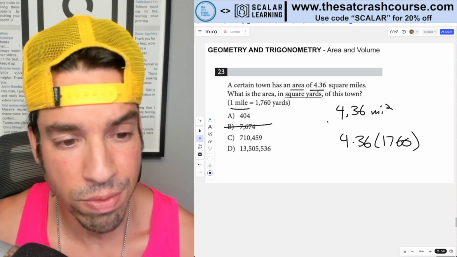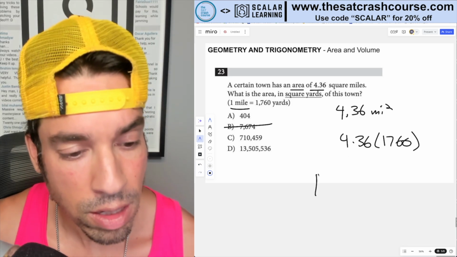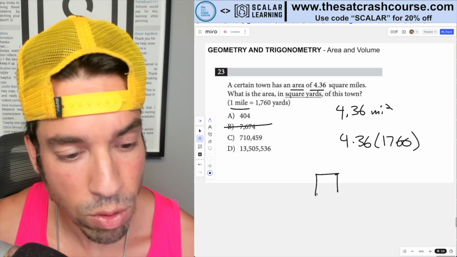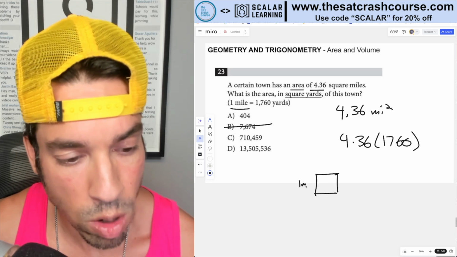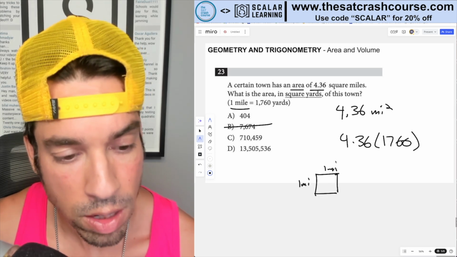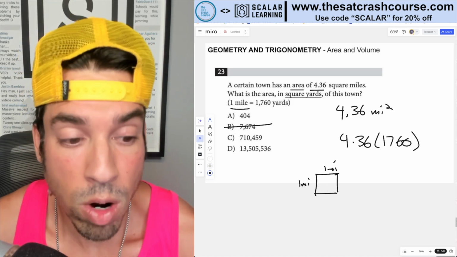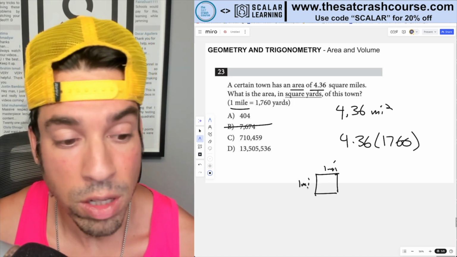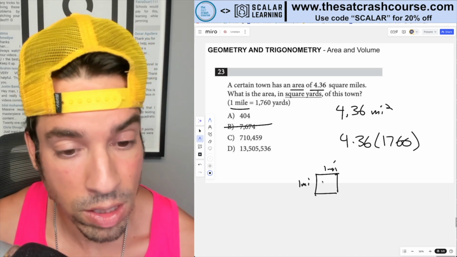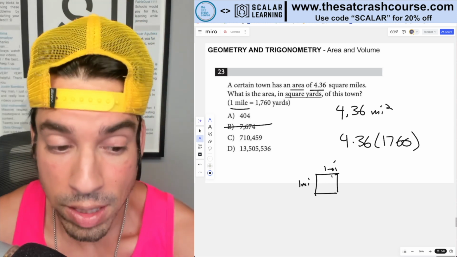And I'm going to explain it as follows. So think about it like this. Let's say you have 1 square mile, meaning it's 1 mile by 1 mile. Okay, so you'd be like, all right, well, so if 1 mile is equal to 1,760 yards, then is 1 square mile equal to 1,760 square yards? You might be like, yeah, that seems logical.